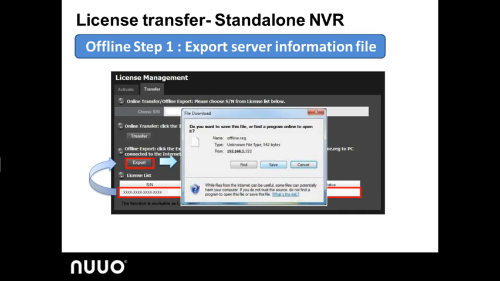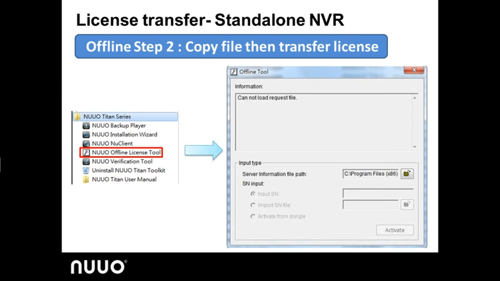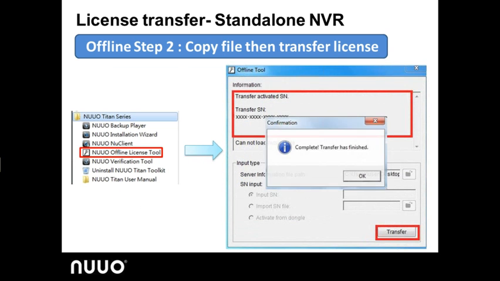Click the license which you want to transfer, then click the Export button to generate an offline file. As in the activation steps, please copy the offline file to another PC which connects to the internet, then execute the offline tool. Select the offline direct file, then click Transfer to transfer this license.